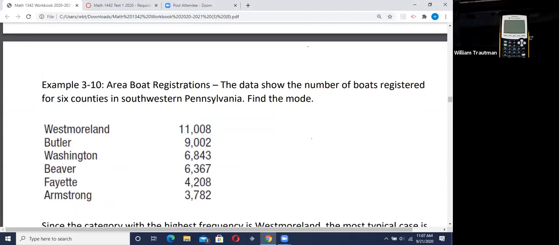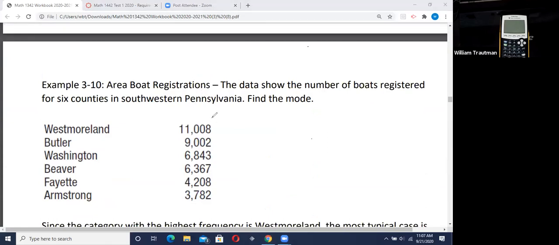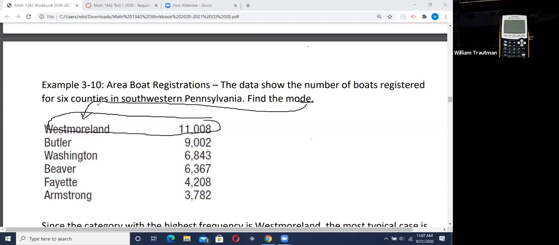Find the mode. And this is kind of like the modal class. Do you see how for Westmoreland, it says boat registrations. Westmoreland has the most boat registrations. So the mode, which one occurs the most often, is Westmoreland. It occurs the most often. It has 11,000 boats registered in Westmoreland.